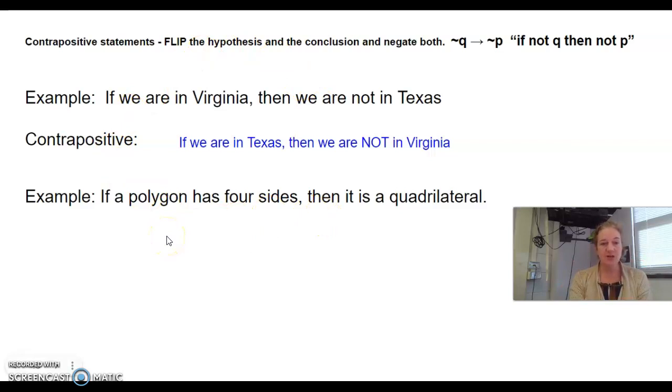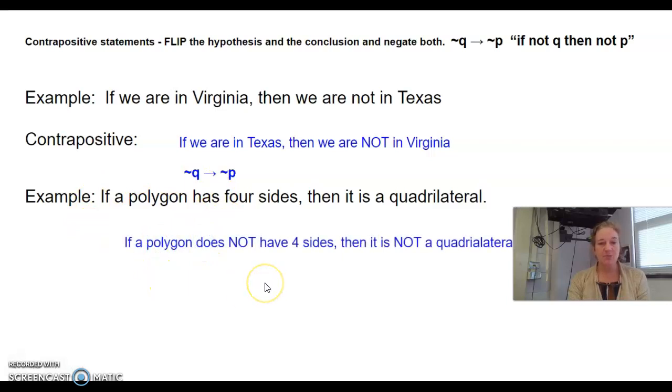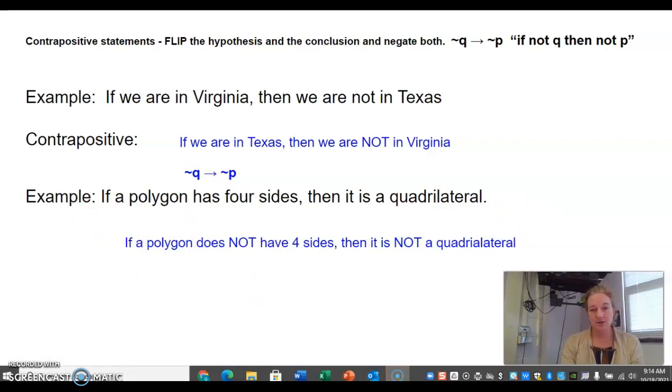Here's another example. If a polygon has 4 sides, then it is a quadrilateral. So I'm going to flip it. If it is a quadrilateral, then a polygon has 4 sides. But I have to negate it as well. So if a polygon does not have 4 sides, I put the not in, then it is not a quadrilateral.